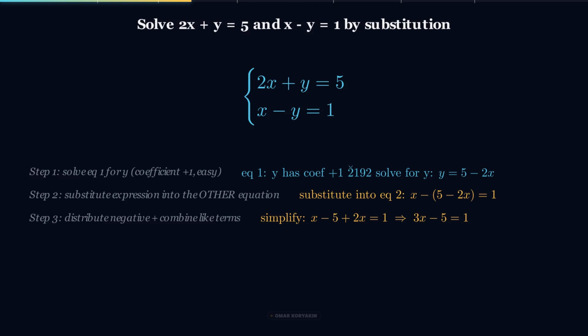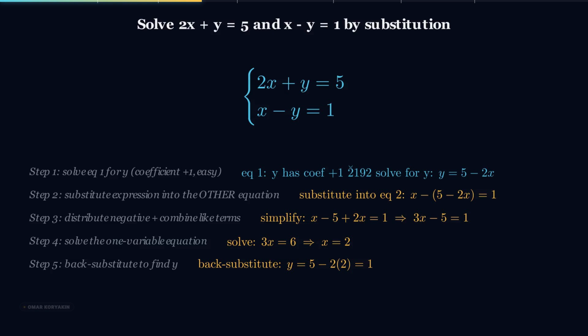Combine like terms: 3x minus 5 equals 1. The simplified equation is now in standard one-variable form, ready to solve. Step 4. Solve for x. Add 5 to both sides. 3x equals 6. Divide by 3: x equals 2. The first variable is now solved with the value 2.